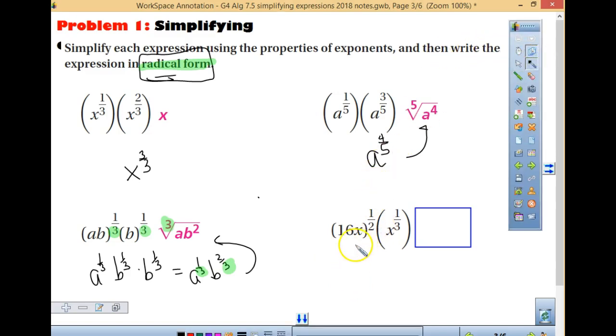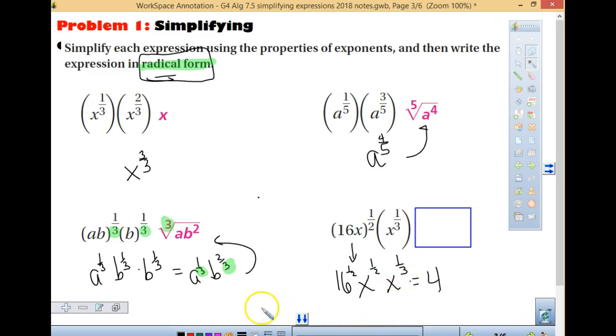so let's start simplifying here. First thing I'm going to write down is 16 to what power? 1/2. And I'm going to have x to the 1/2. And I'm also going to have x to the 1/3. And I heard some of you say, oh, 16 to the half, that's 4. Yes, awesome. We got that. That's 4. I have x to the half and x to the third.